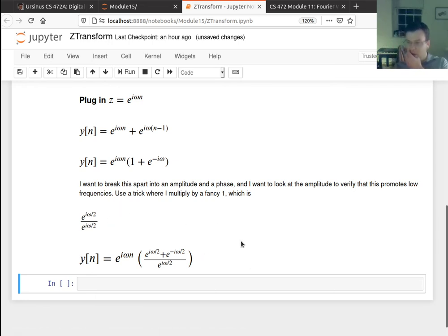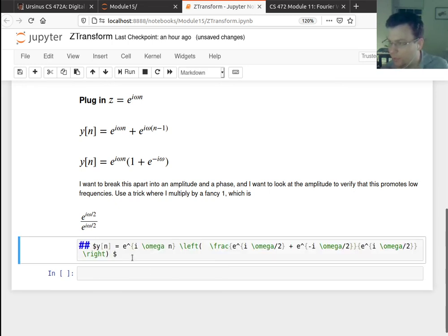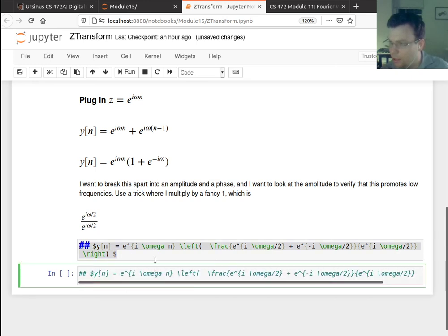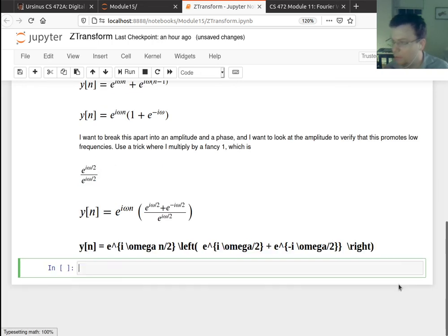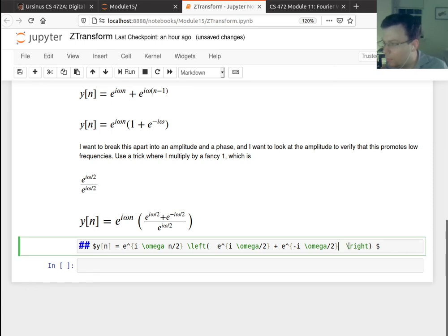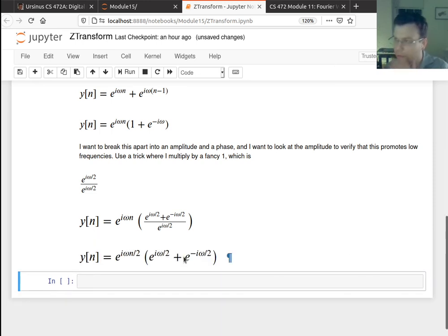All right, so this I can distribute over to the other side and cancel this out up here. I can simplify this a little bit and write y of n equals, I can take this out here to cancel it from the numerator to the denominator, e to the i omega n over 2 times just what was in the numerator there. So I can get rid of the fraction. Okay, so let me work with this now.